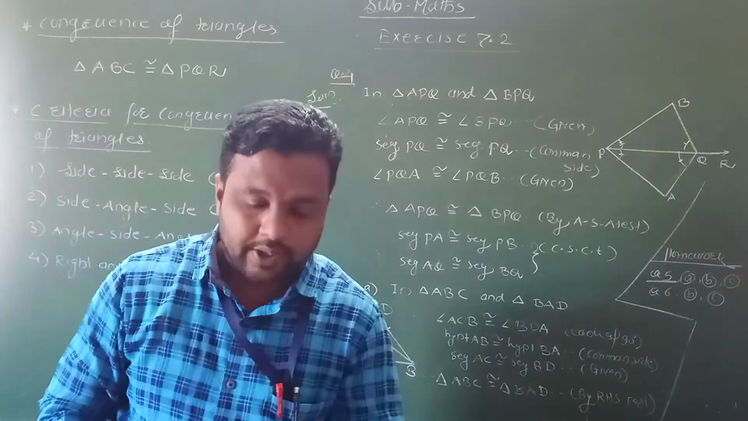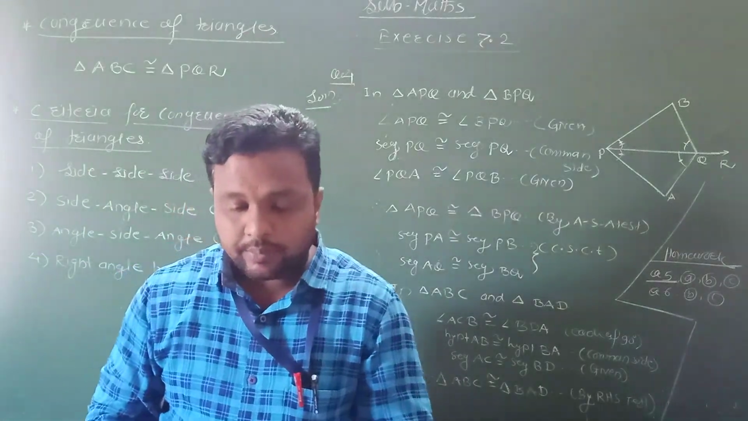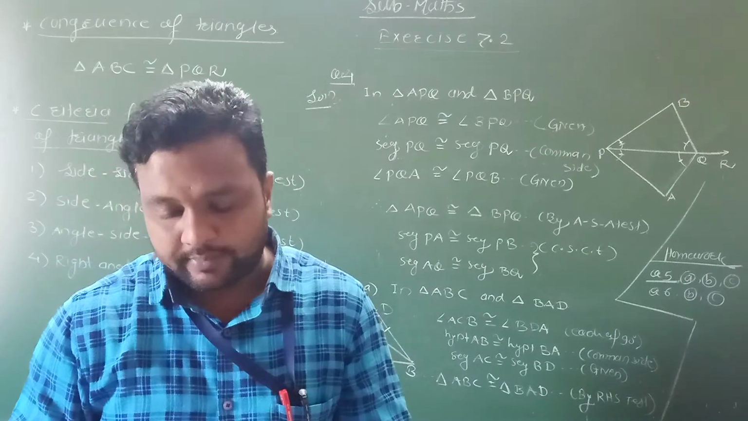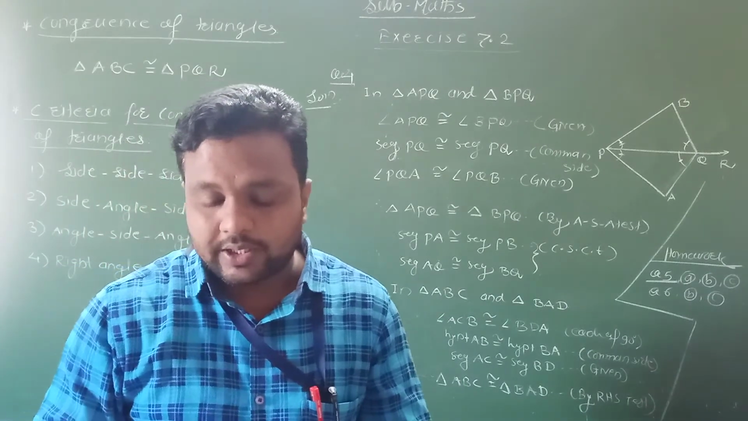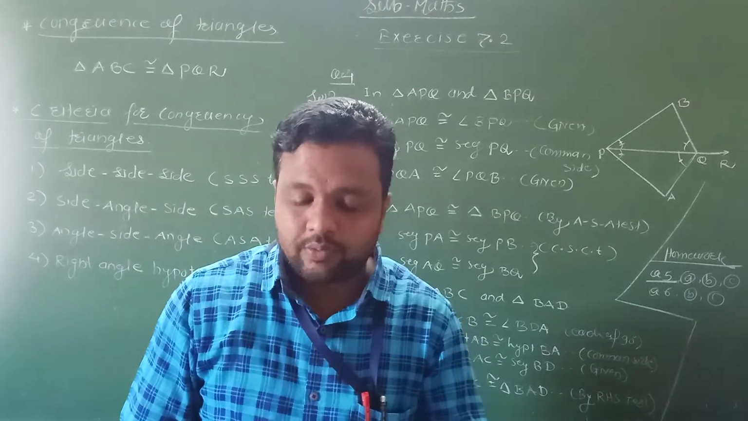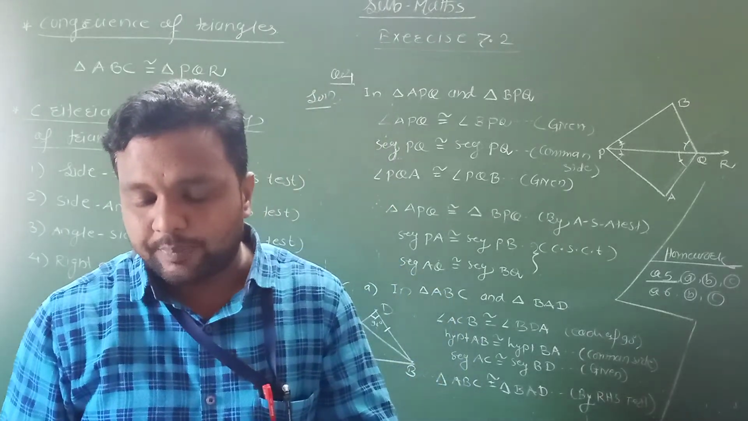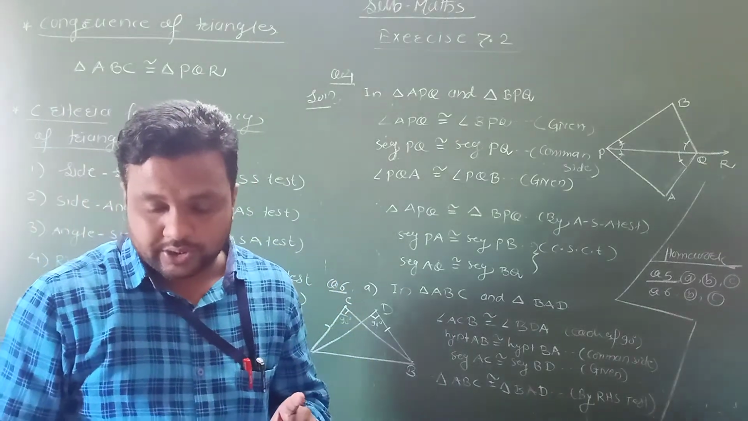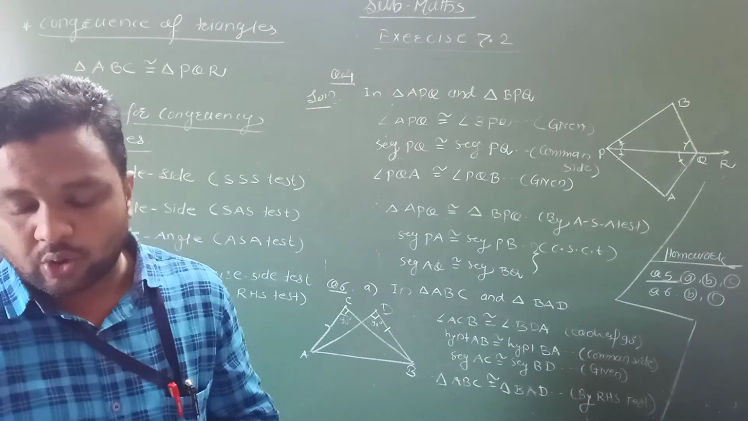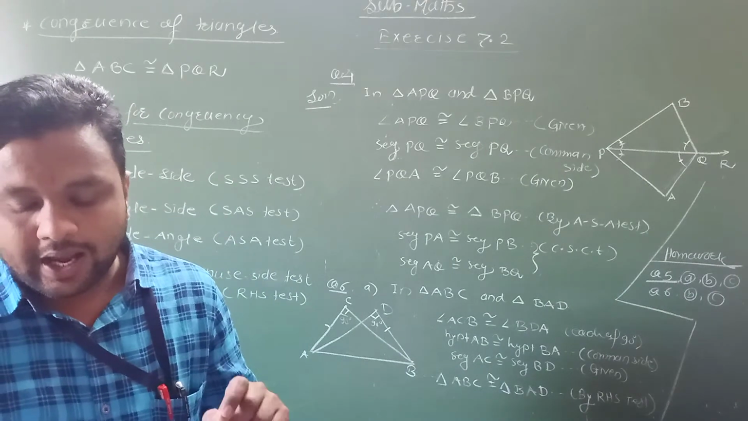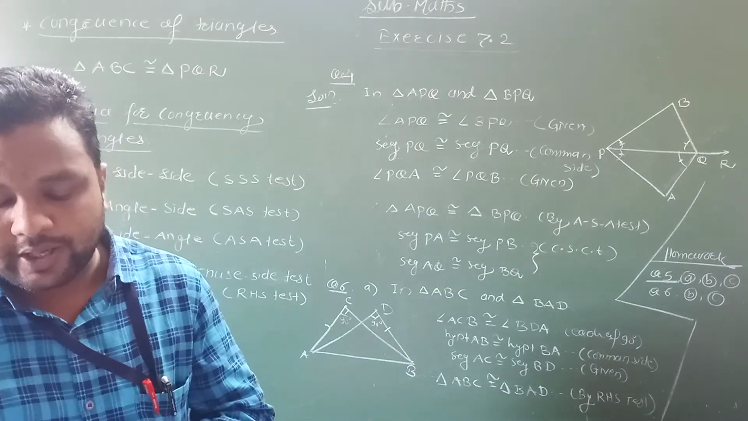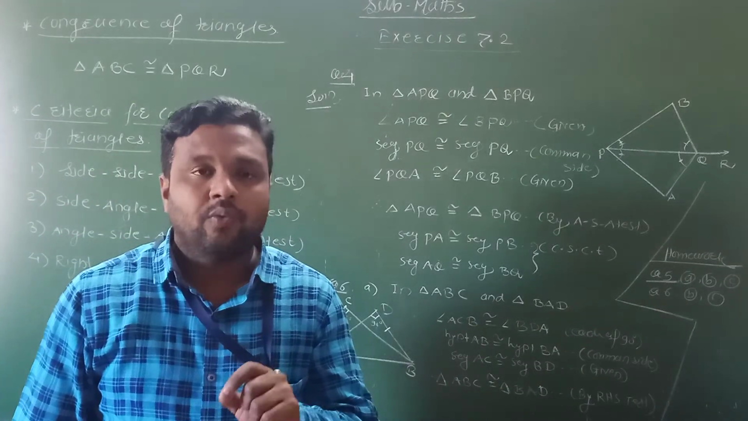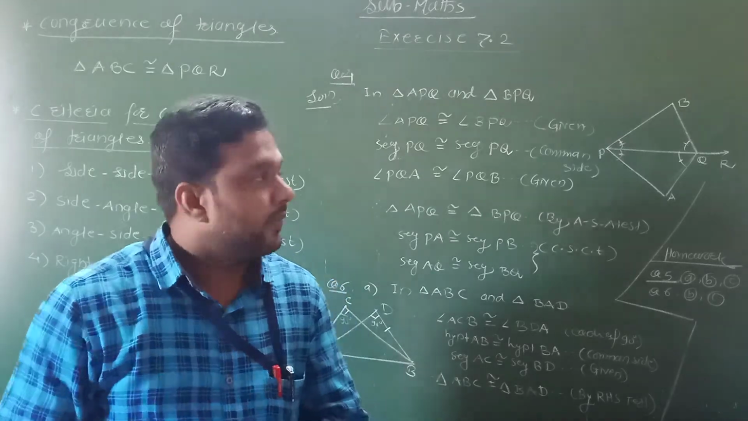Question number 4 is given. In the given figure, PR bisects the angle BPA as well as angle BQA. Sub-questions are given there. State the three pairs of equal parts in triangle APQ and triangle BPQ. Second question: is triangle APQ congruent to triangle BPQ? And is PA congruent to PB, and why? Is AQ equal to BQ, and why? These are the questions.